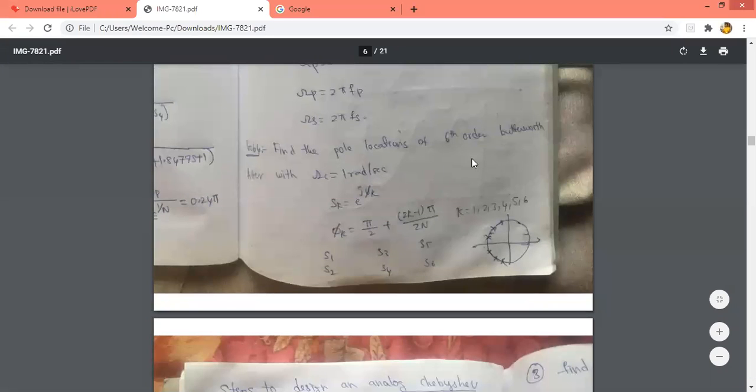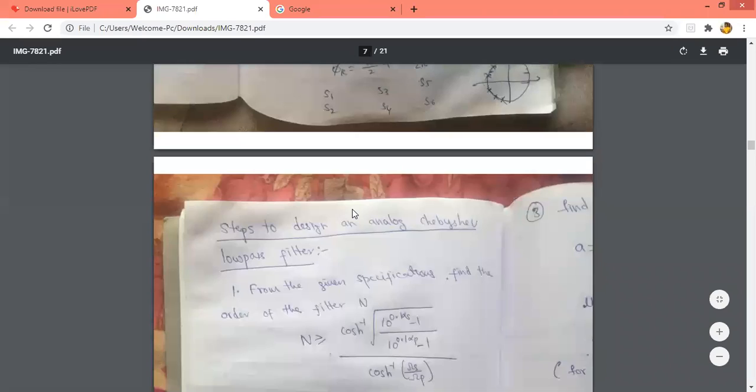We will also be getting this type of problem where the order is given and they ask you to find out the pole locations. How do you find this? We use this formula. What is the formula to find the poles? Sk is equal to e power j phi k. Students, here we have to find only the poles. So phi k is equal to pi by 2 plus (2k minus 1) pi by 2n. Substitute k values 1 to 6 and find s1, s2, s3, s4, s5, s6. If you plot them on the unit circle, since it is a stable Butterworth filter, the poles lie on a circle on the left side of the S plane.